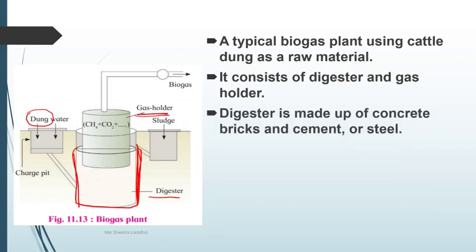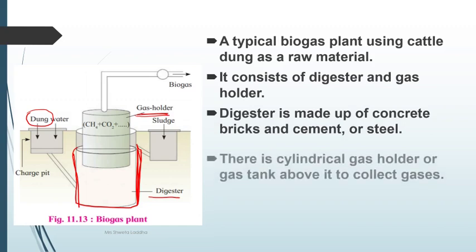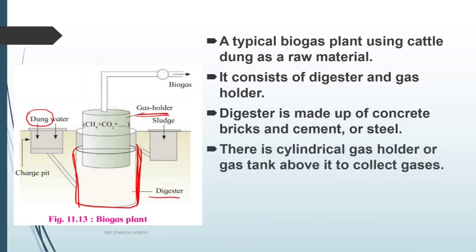The digester is made up of concrete bricks and cement, or it may be made up of steel. There is a cylindrical gas holder or gas tank above it to collect the gases. You can see in the picture, this is the gas holder which is collecting the gases, and there is an outlet pipe from which the biogas can be obtained. Here there is an inlet tank. This is the outlet tank. This is an inlet pipe. This is an outlet pipe.